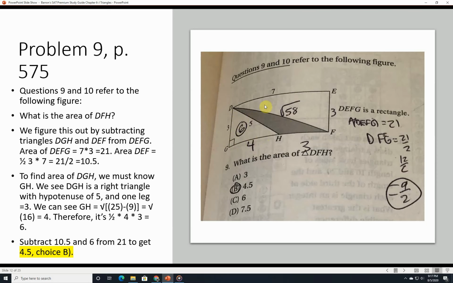So then the next one is going to be 7 times 3 divided by 2. Okay, that's 21 divided by 2, so that's 10.5. So you can see here 7 times 3 is 21. The area is going to be half of 21, which is 10.5.